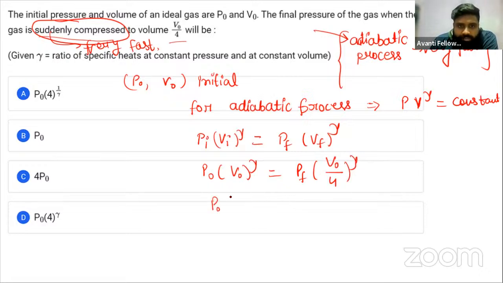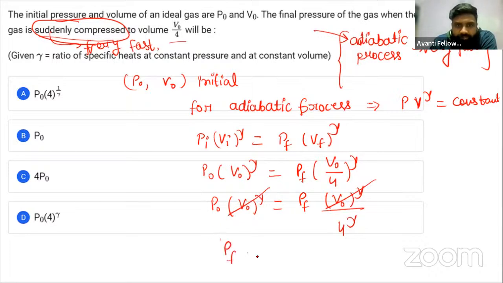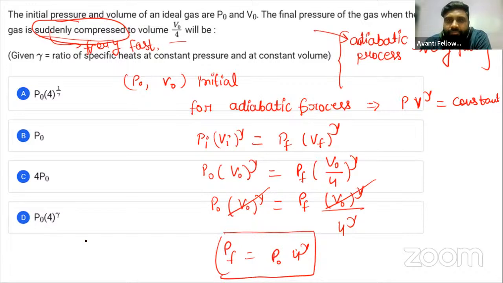So P naught V naught raised to the power gamma equals P final. If you distribute this power, it will become V naught raised to the power gamma divided by 4 raised to the power gamma. This will cancel out. So the final pressure that you will have, P final, is P naught into 4 raised to the power gamma. So this is the final expression for the pressure that you will have during this process. So option D is the answer.